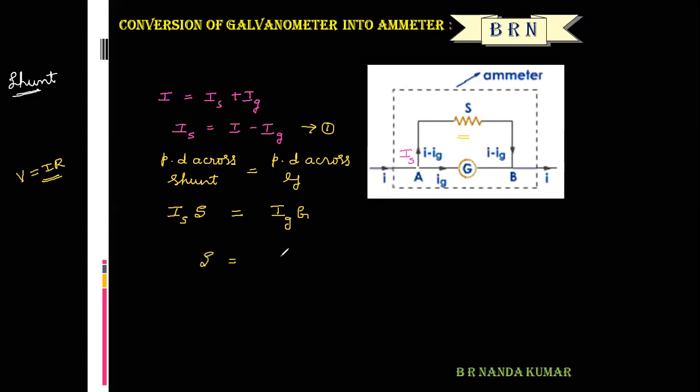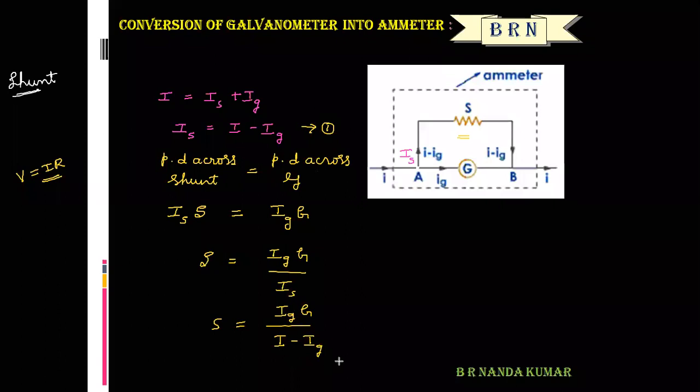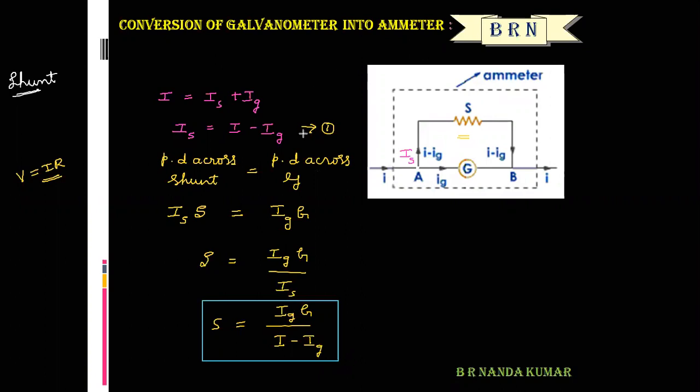So S is equal to Ig G divided by Is. S is equal to Ig into G divided by Is, and Is is I minus Ig. So this is the mathematical expression for the shunt: S is equal to Ig G divided by I minus Ig.